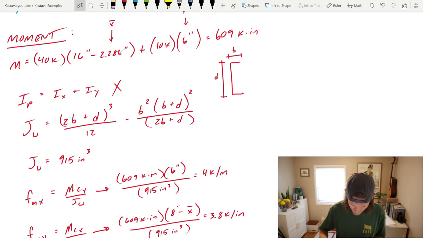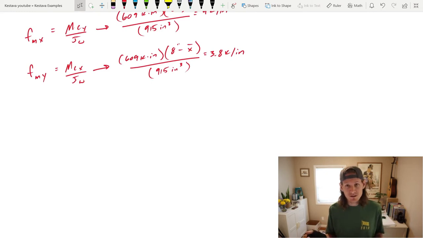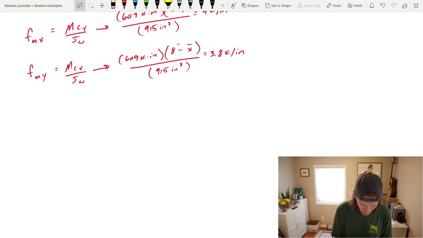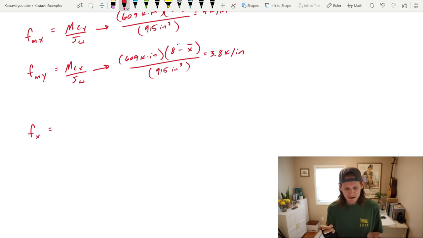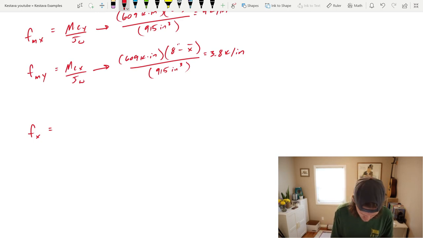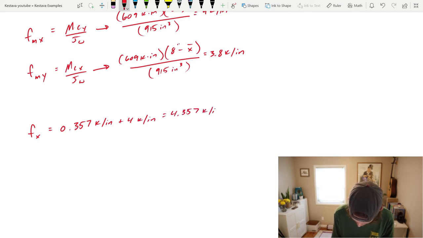So now we have all of our demands broken down into a force per unit length, which is great, which we have kips per inch. And you might be thinking, well, does that mean we're done? Well, no, now we need to compile them. So, F sub x is the summation of all of the different demands in their different forms being summed together. So 0.357 kip per inch plus 4 kip per inch is going to equal 4.357 kips per inch. And then F sub y, everything in the y direction, is going to be 1.429 kips per inch plus 3.8 kips per inch. That's going to be 5.23 kips per inch.